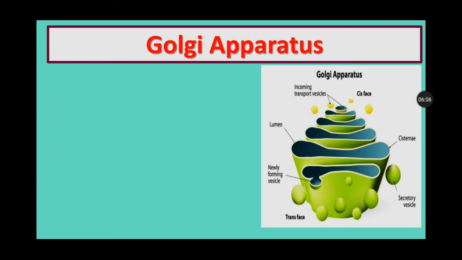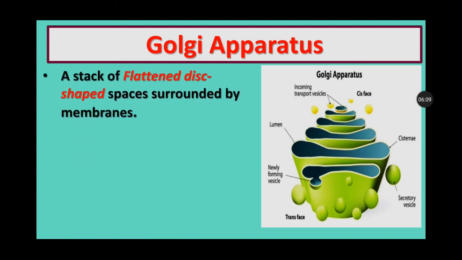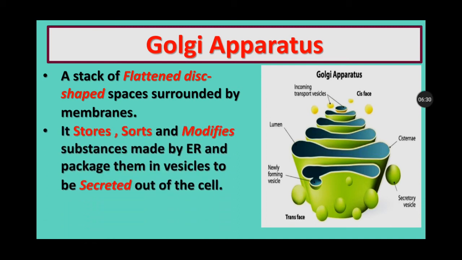So, the Golgi apparatus. Its structure is a stack of flattened disc-shaped spaces surrounded by membrane. So it means that the Golgi apparatus is also a membrane-bounded entity, and it is present inside the cytoplasm of the cell. So what's its function? Basically, it stores, sorts and modifies the substances made by the endoplasmic reticulum and packages them in vesicles to be secreted out of the cell.